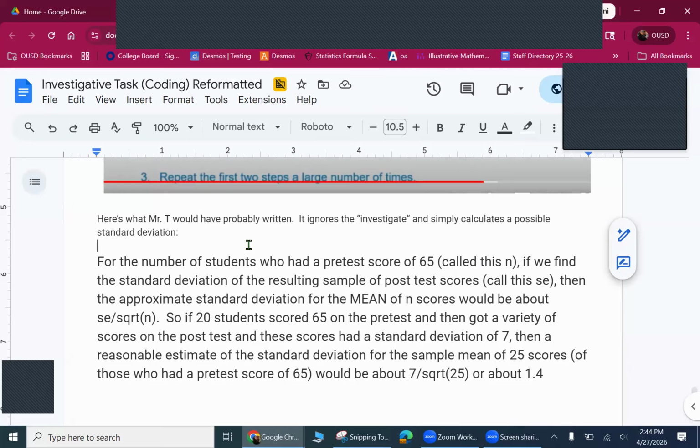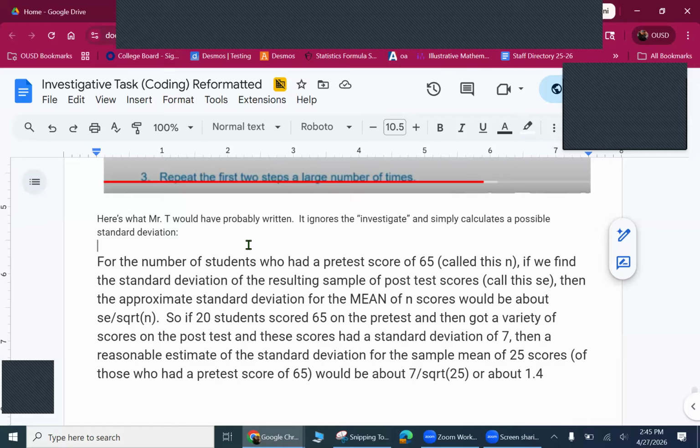So I'm saying for the number of students who had a pre-test score of 65, I'm going to call that n. Maybe it's 10 students, maybe it's 12 students, maybe it's 20. If we find the standard deviation of the resulting sample of post-test scores, we're going to call this the sample error, or SE. Then the approximate standard deviation for the mean of all n scores would be about SE divided by square root of n. Because I'm thinking they are trying to figure out if I understand how sampling variability works. That's what I thought the intention of the question was.